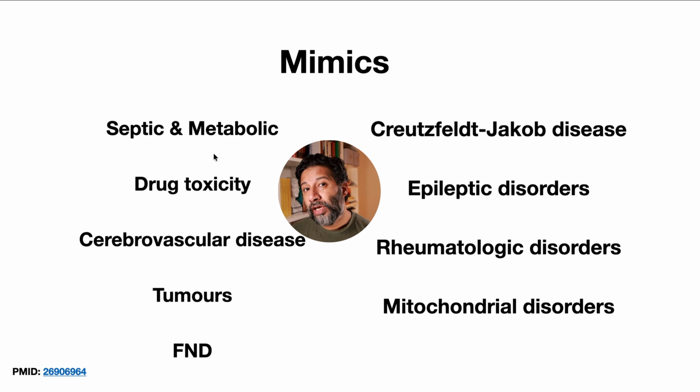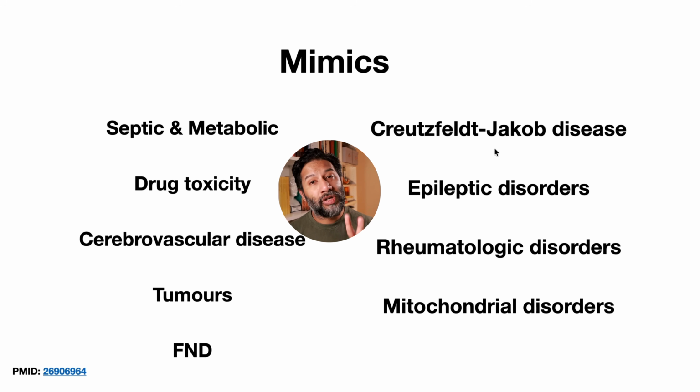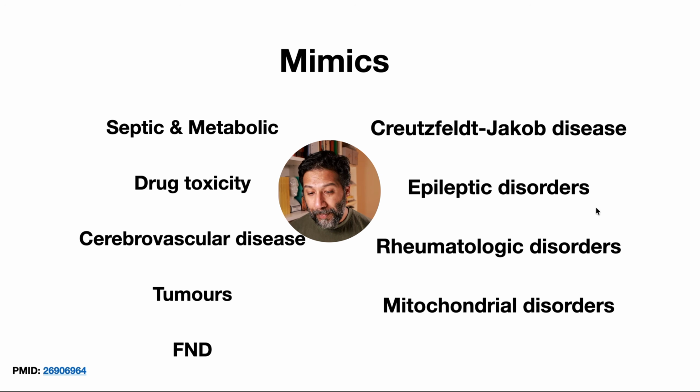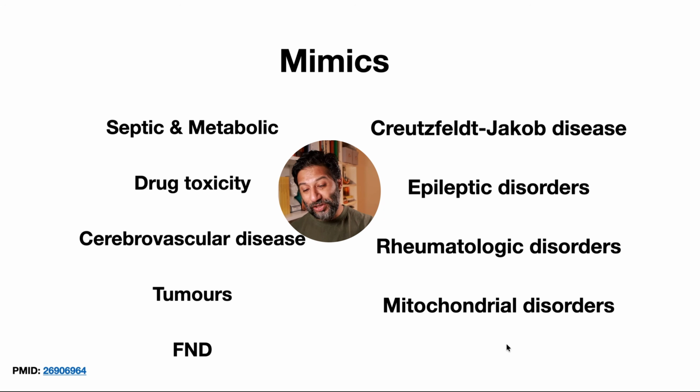So septic and metabolic. Again, if somebody's come in with a raging fever, they're septic, and they've got a drop in their GCS and they're confused and disoriented, well, that's probably related to that rather than autoimmune encephalitis. Metabolic, I always put things like hepatic cirrhotic liver disease, where we've got a high ammonia, and that can cause an encephalopathy. Drug toxicity, always think about it. Strokes can do it. Tumors, functional neurological disorders. I've had a couple of cases that I thought were going to be autoimmune encephalitis, but ended up being Creutzfeldt-Jakob's because of that rapid progression that they can develop. Epileptic disorders, rheumatological disorders, and then mitochondrial disorders can present very acutely and rapidly. And I saw one case that ended up being MELAS.